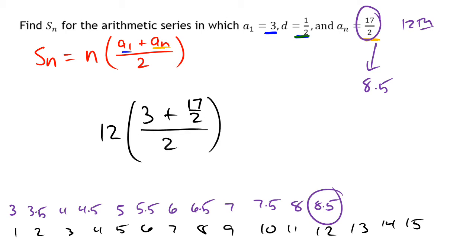So when I grab my calculator here and plug these in, I get that this will equal 69. So the sum of the first 12 terms, from 1 to 12, of this particular sequence is 69.